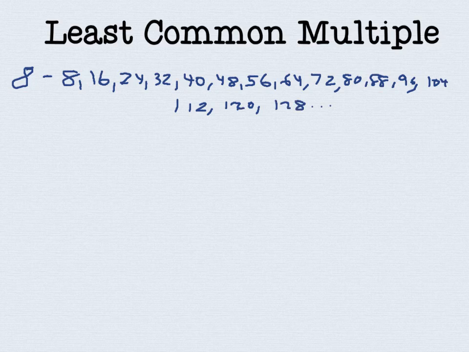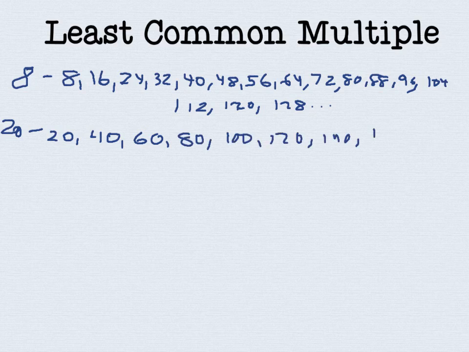If we compare those multiples to the multiples of 20, so 20 times 1 is 20, times 2 is 40, times 3 is 60, 80, 100, 120, 140, 160, and so on.